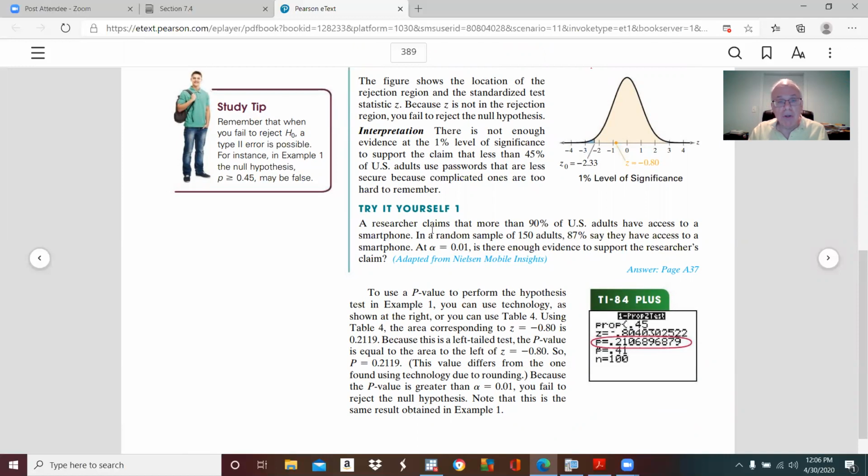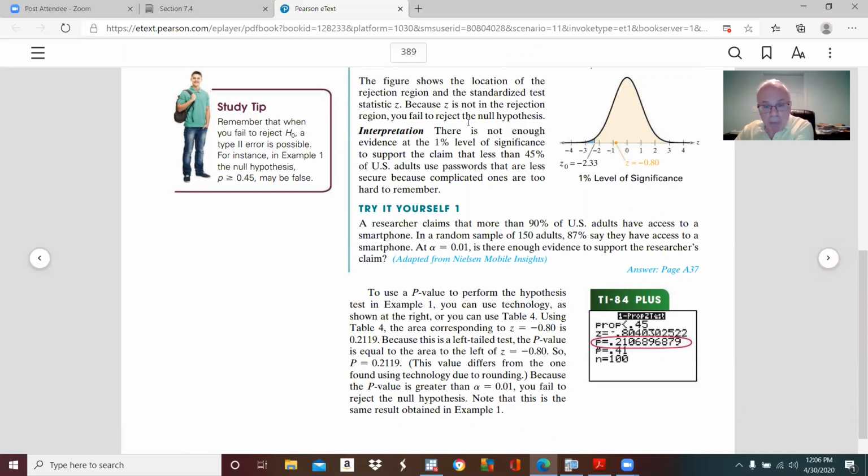Now, try it yourself here. Let's look at this one. This looks like a right tail test because let's read through it. A researcher claims that more than 90% of US adults have access to a smartphone. So more than means greater than. We know that that is in the alternative hypothesis. So the alternative hypothesis in this case will be mu is greater than 0.90, which means the null hypothesis is that mu is less than or equal to 0.90. So the claim is, once again, the alternative hypothesis.